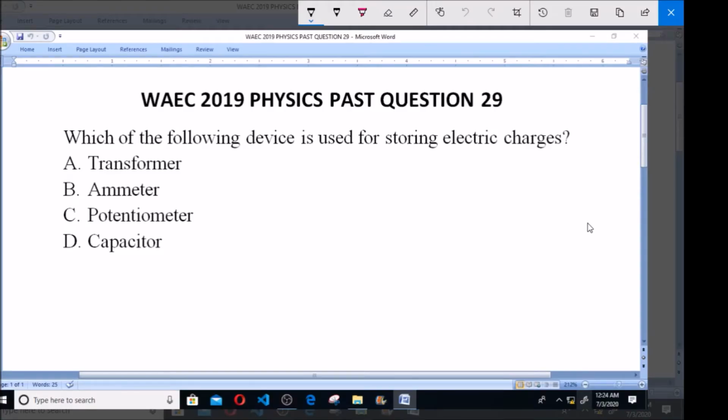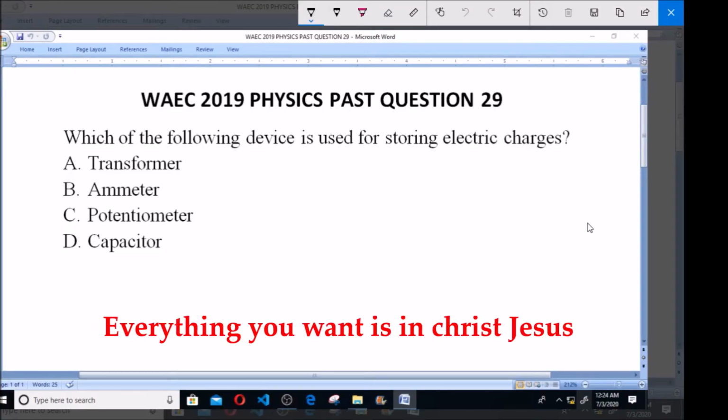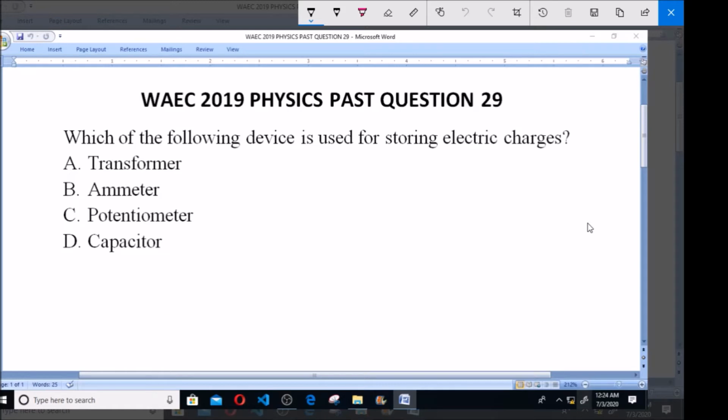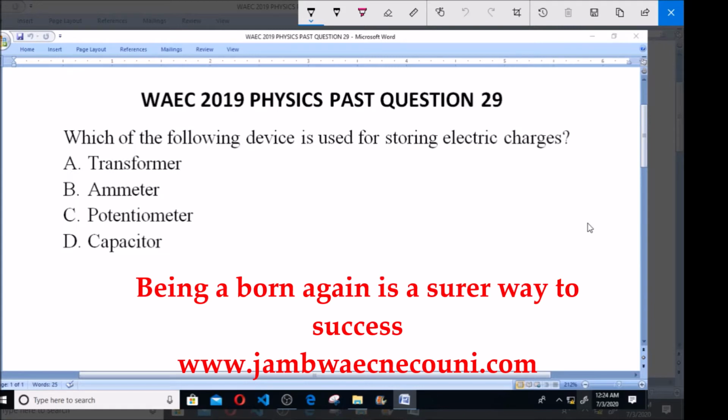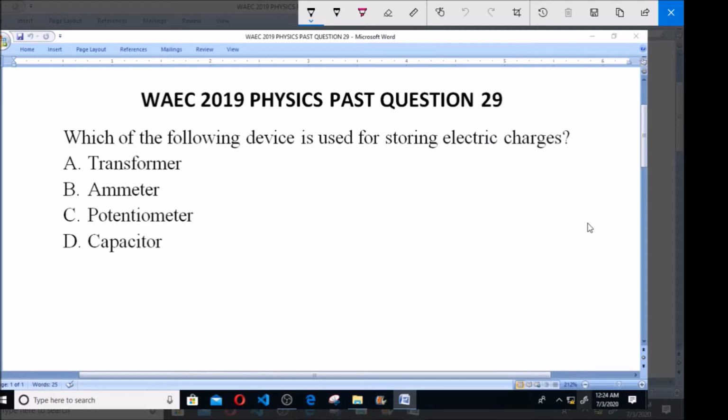Yes, let's continue with question number 29 of the WAEC 2019 physics past question. Which of the following devices is used for storing electric charges? A. Transformer, B. Ammeter, C. Potentiometer, D. Capacitor. So we're going to state the functions of these various electrical devices so that we can pick out the one that is used in storing charges.